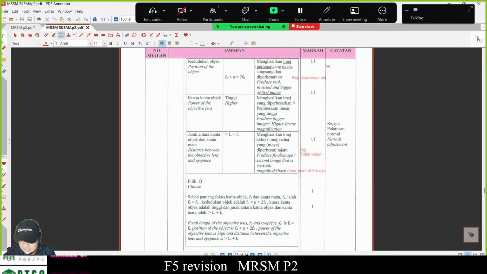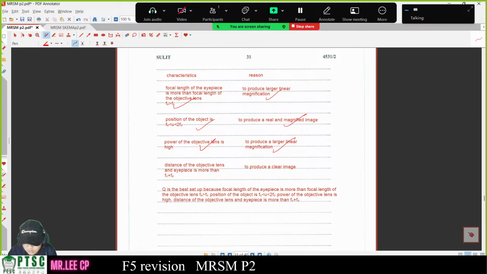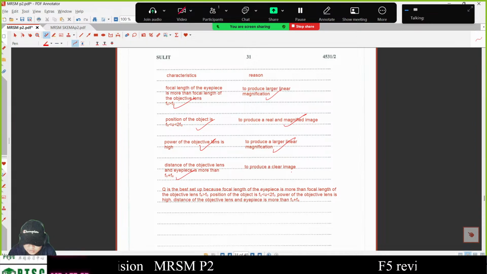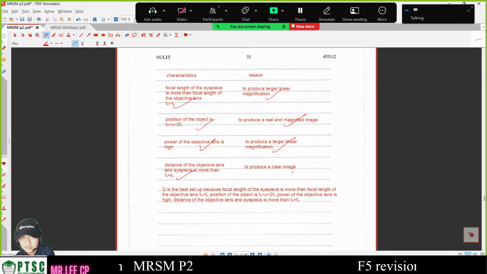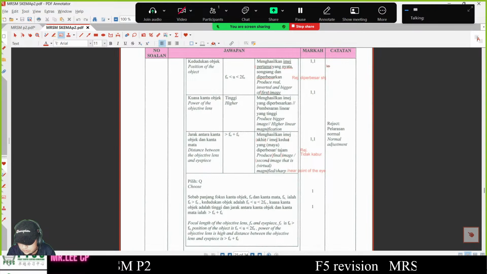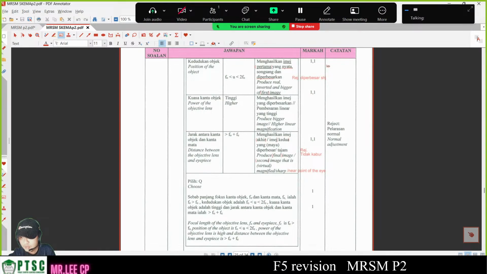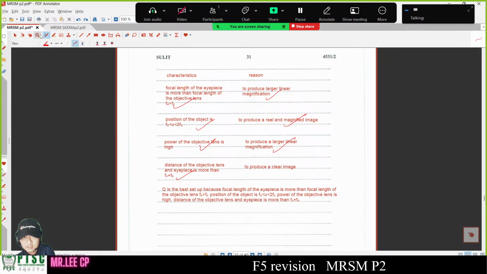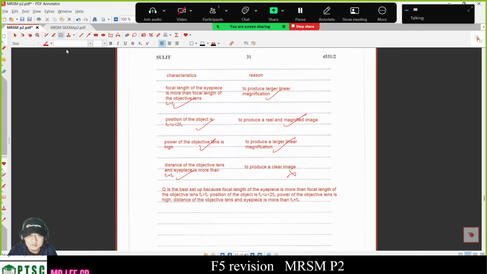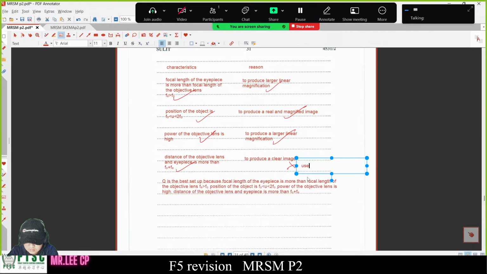Lastly, more than FO plus FE, the clearer image. To produce a sharp image, right? Clear and sharp are the same thing, magnify, sharp, clear, sharp. I should use sharp, so never mind, I mark myself wrong. Sharp image.